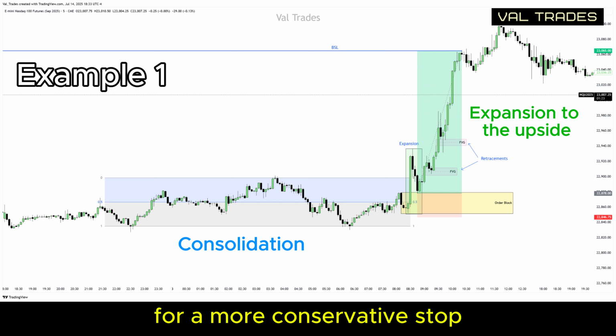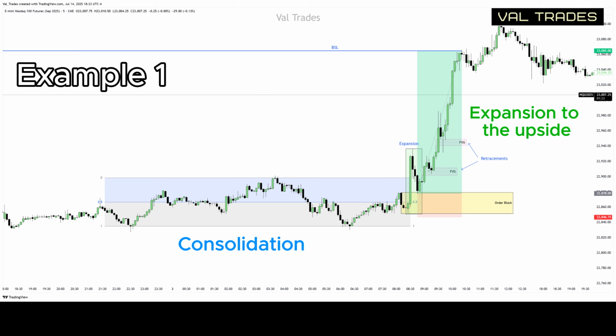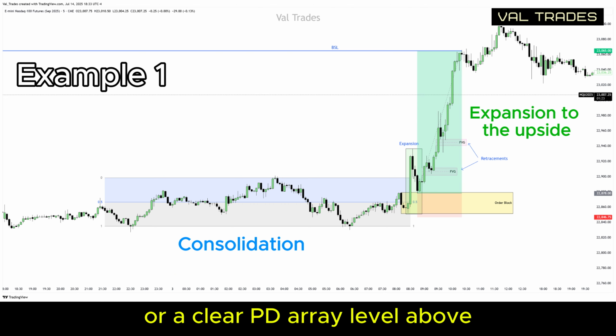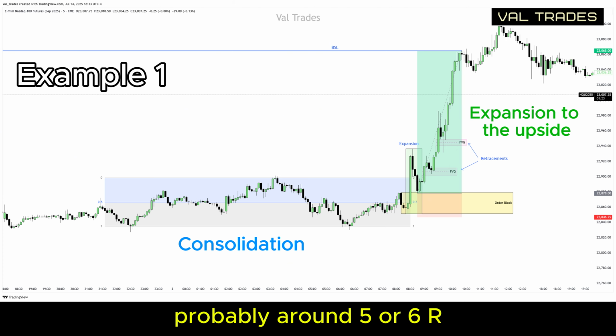For a more conservative stop, you can give it a bit of room, just in case a wick sweeps lower, but in general, I try to keep the stop tight and aim for 2R or a clear PDRA level above. In this case, the setup delivers a great risk-reward, probably around 5 or 6R.